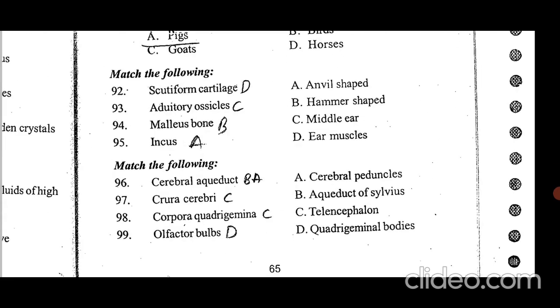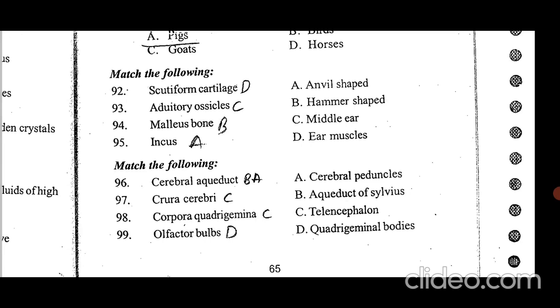Match the following. Scutiform cartilage is in the ear muscles. Ear muscles have scutiform cartilage. And auditory ossicles are in the middle ear. The middle ear has auditory ossicles. And scutiform cartilage is in the ear muscles. Auditory ossicles are in the middle ear.